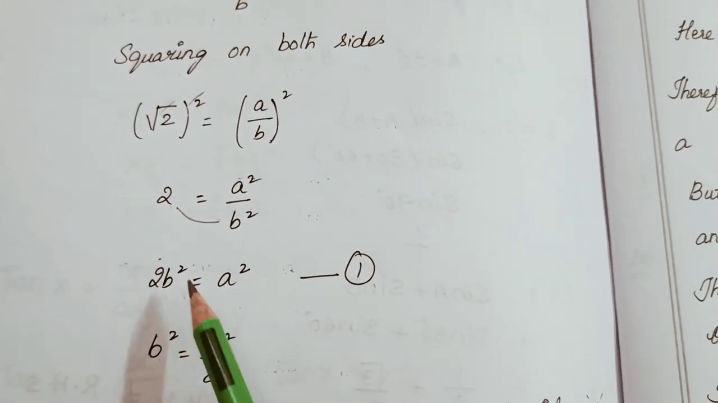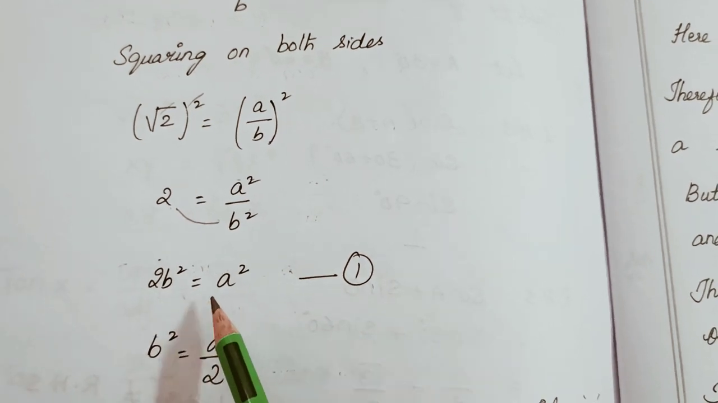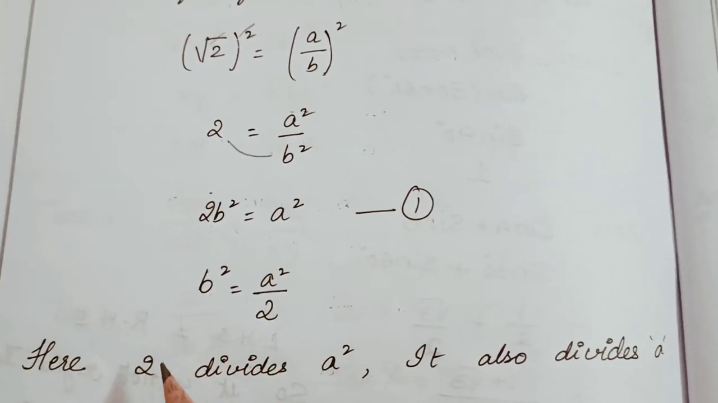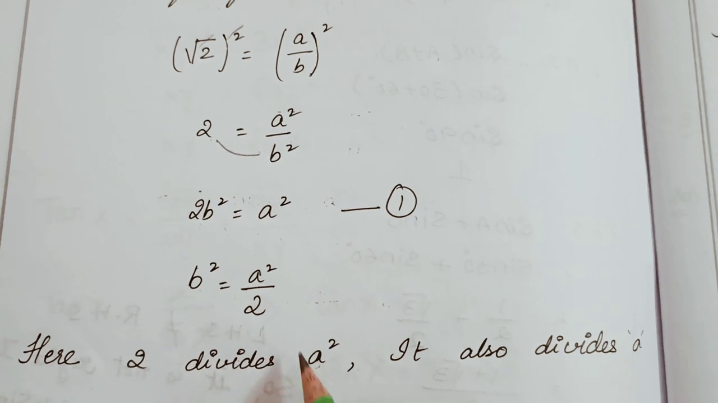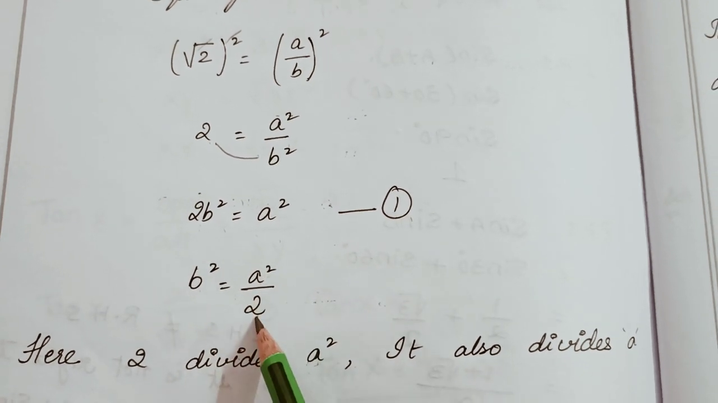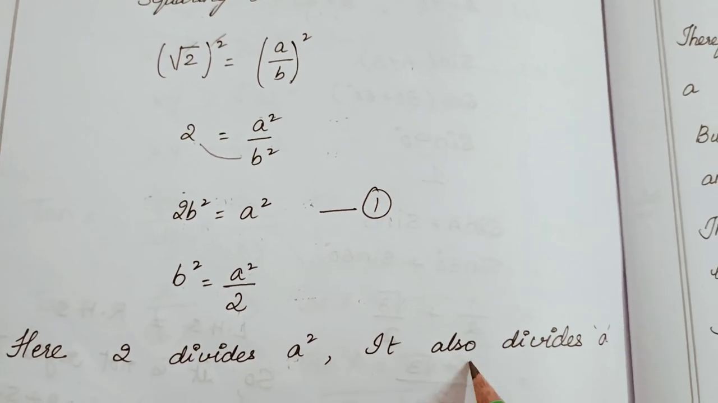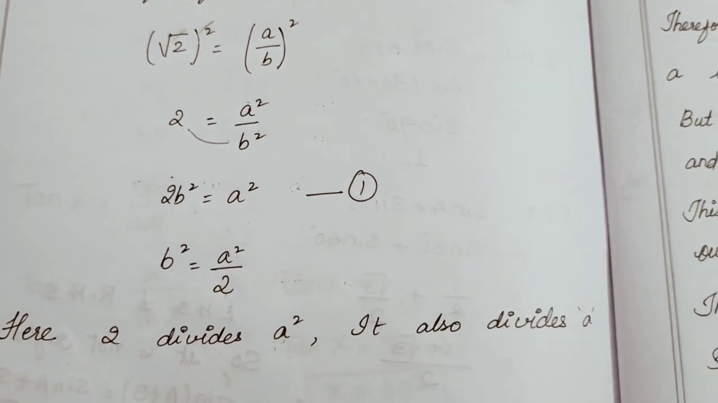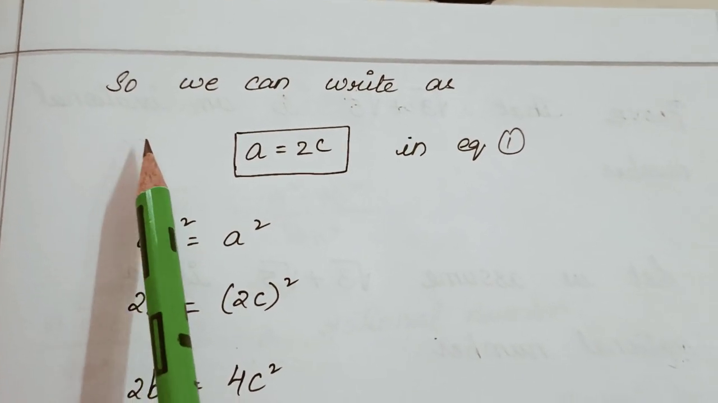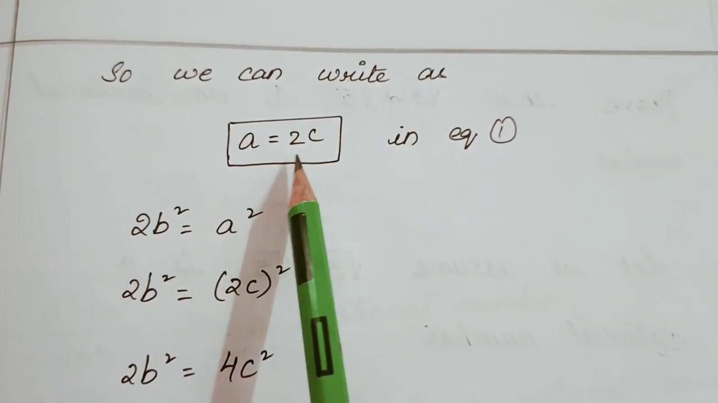Now b square is equal to a square by 2, as the 2 goes to the denominator. Here 2 divides a square. It means 2 is dividing a square, so it also divides a. So we can write it as a is equal to 2c.